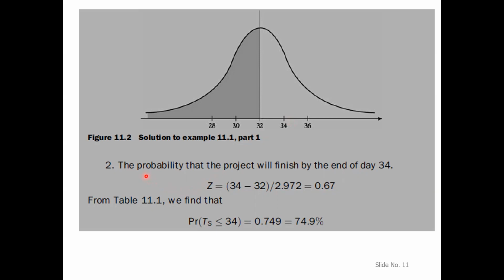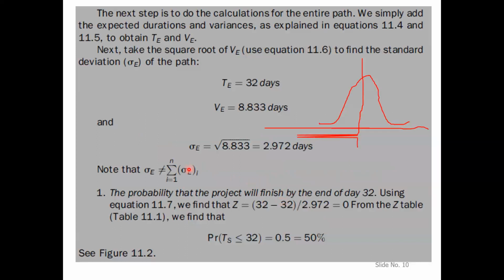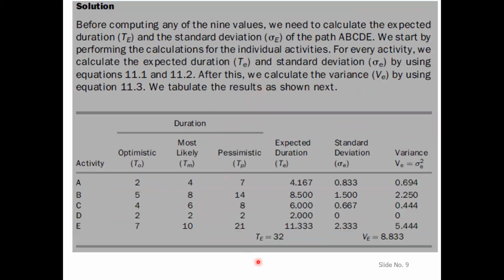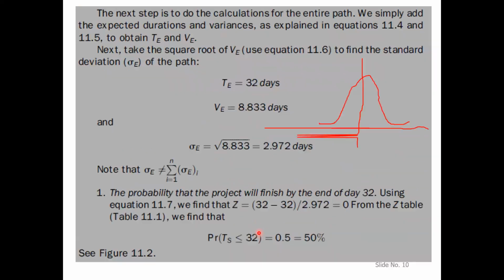So the second case was the probability that the project will finish by the end of day 34. In this case, Z will be 34 minus 32, because now TS is 34, and TE and sigma E we have already calculated. TE we calculated from here and sigma E from the variance. So we will reuse these values of 32 and 2.972.